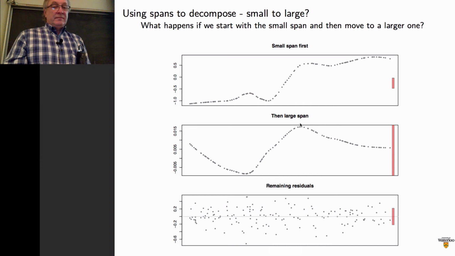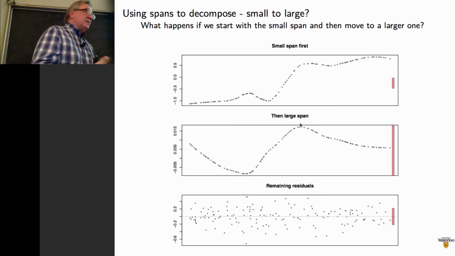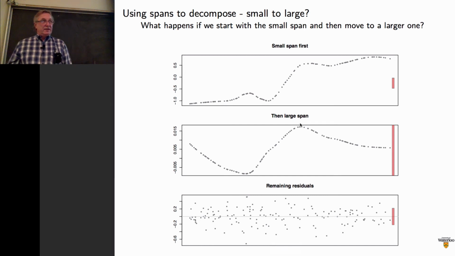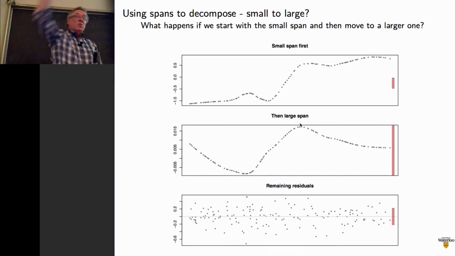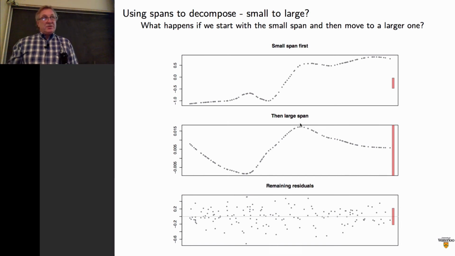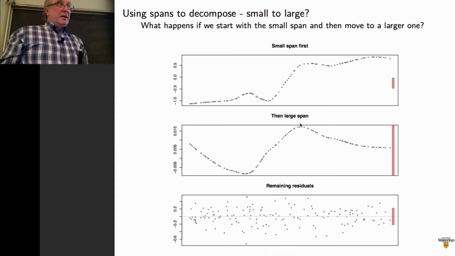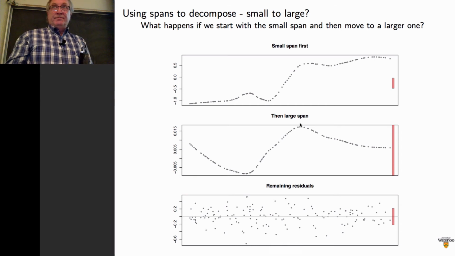Right? It doesn't really make sense to do the small one first and then the large one. Because the small one's going to chase the local things, but also the whole large thing, because it's chasing very local behavior. Okay? So that's kind of dumb. Make sense?